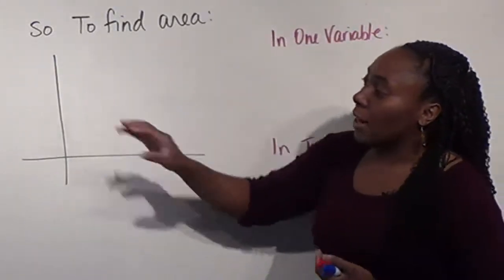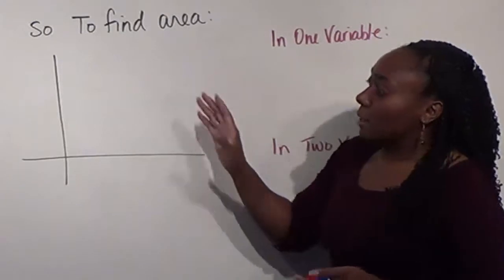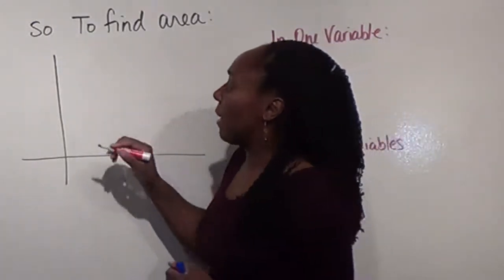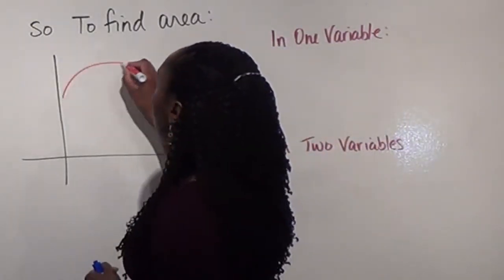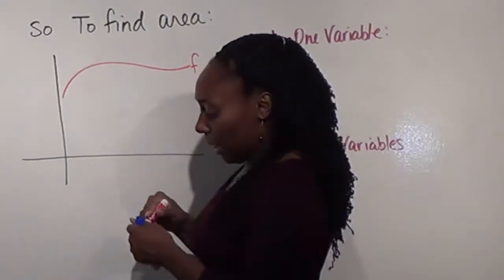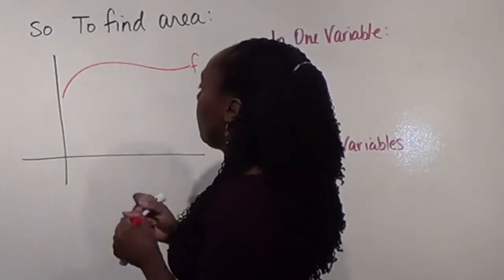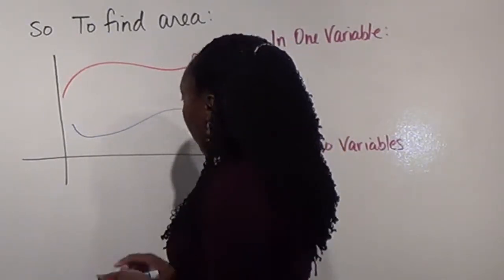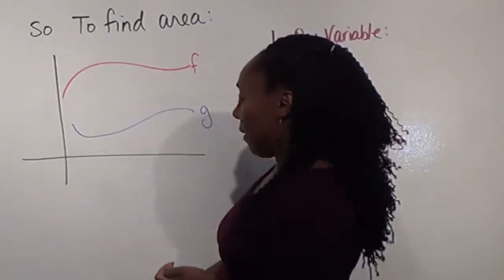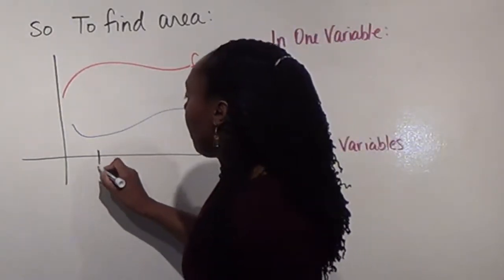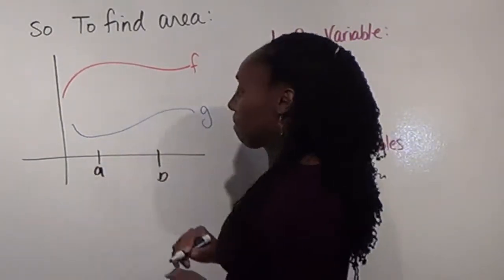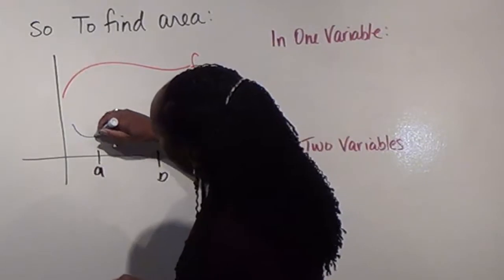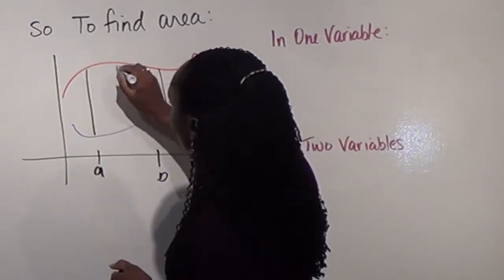Okay, so to kind of explain this a little better, let's look at some generic f and g. So I've got two functions. I'm going to call this red one my f and this blue one my g. And these are both functions of x, and I'm going to have some interval from a to b. Okay? So basically I'm looking at this region in here.